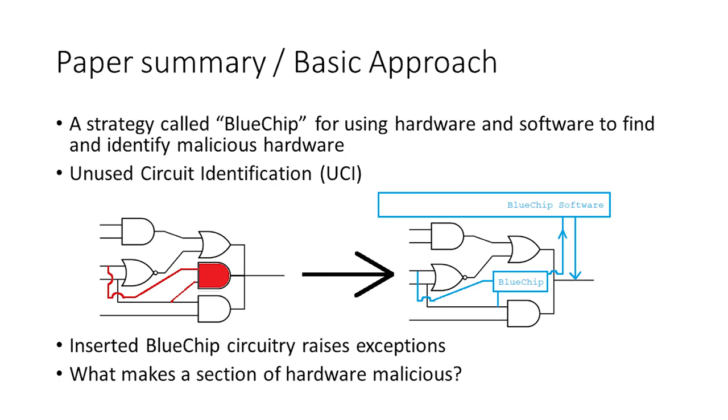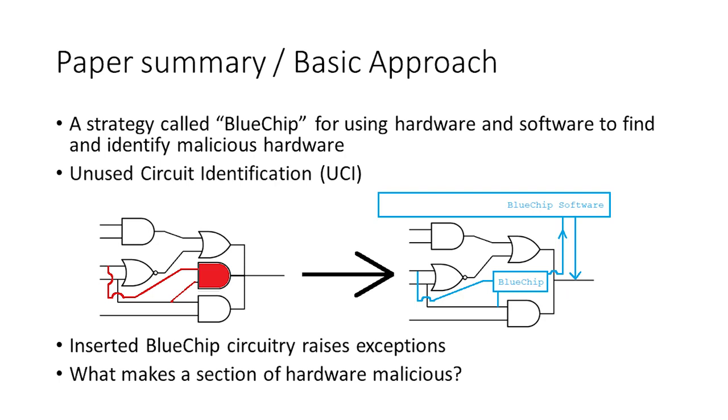The Blue Chip algorithm, when it identifies any unused circuits, also called unused circuit identification or UCI, will introduce its own hardware with a link to software that executes in parallel, and this hardware, when activated, will raise an exception that the software can recognize.